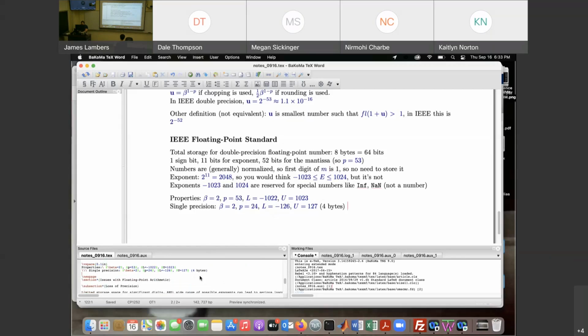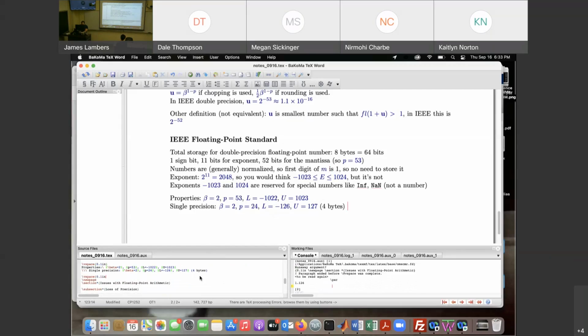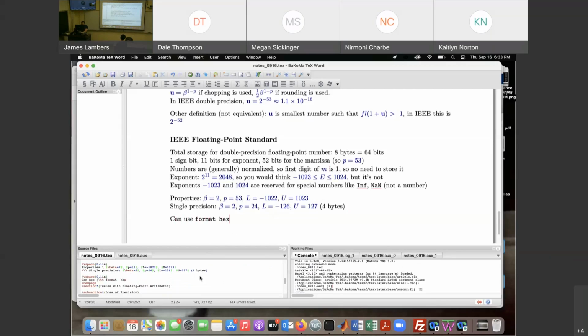So as far as format text in MATLAB represents the internal representation. And just to summarize what I showed in MATLAB, 1 hex digit is 4 binary digits.